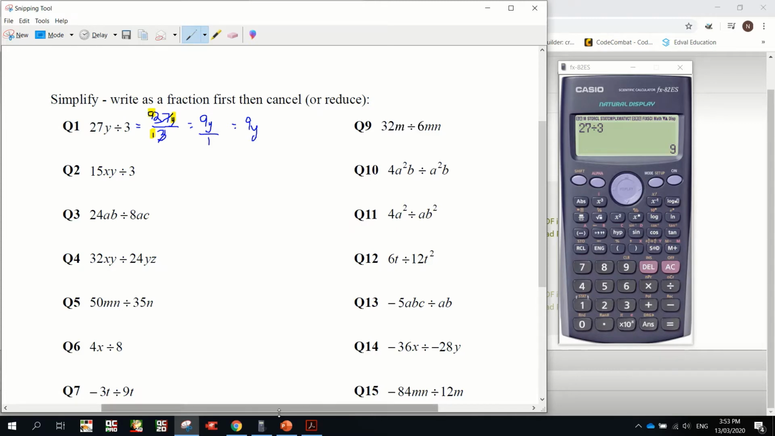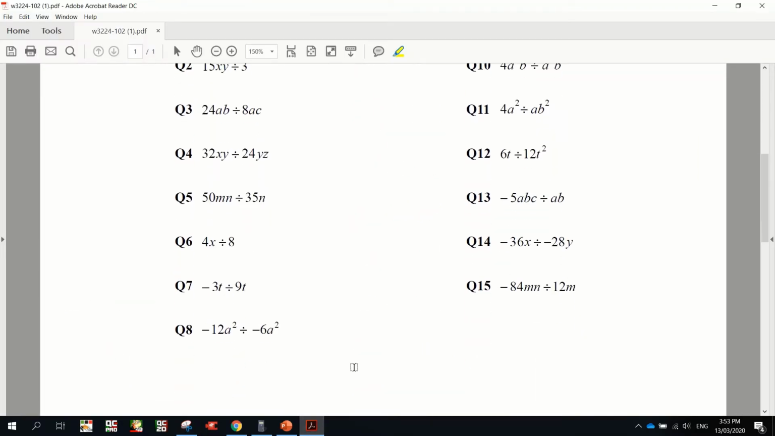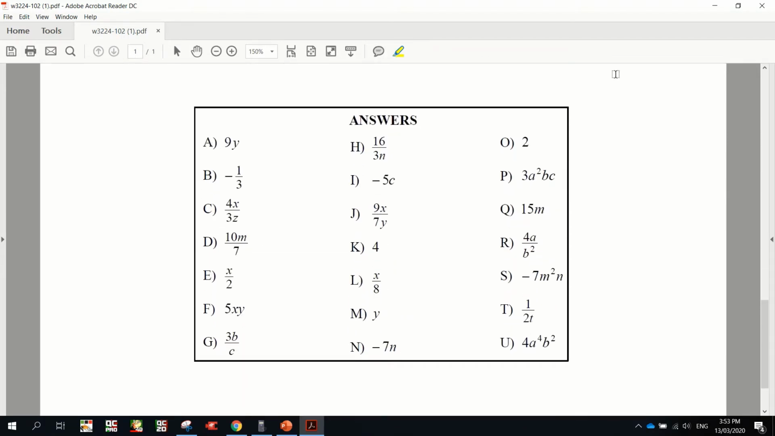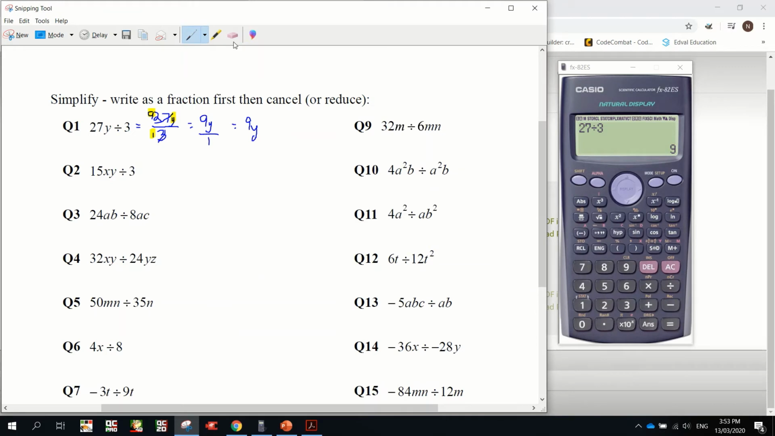Alright? Now if I jump back and I check that that's one of the possible answers, 9y, look, there we go, it's A. So if you need to save some time later on, we can throw that in as A. Okay, so when you enter it on Maths Online, you can just go question 1 is A. Let's do the next one.